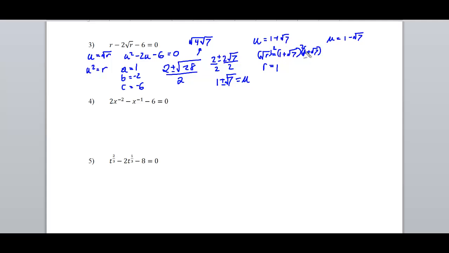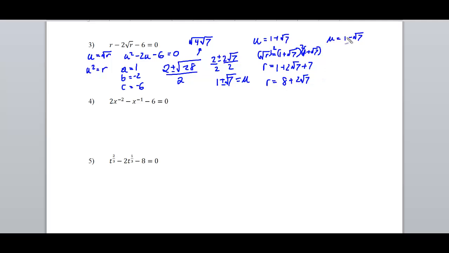So when I do my FOIL, 1 times 1 is 1. 1 times square root of 7 is square root of 7. Another 1 times square root of 7 gives 2 square roots of 7 in total. And square root of 7 times square root of 7 is going to be 7. So my r is 8 plus 2 square root of 7. And I have the same thing happen here. You see, I got my r equal to 8 plus 2 square roots of 7, but check this out.